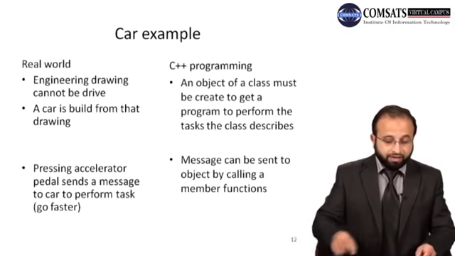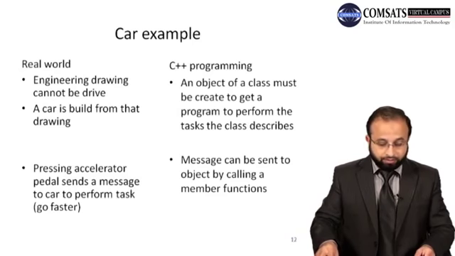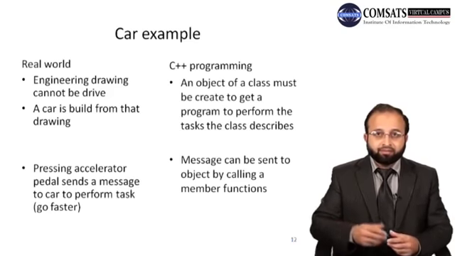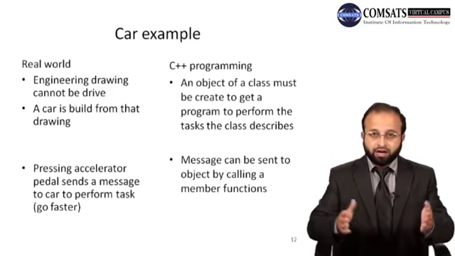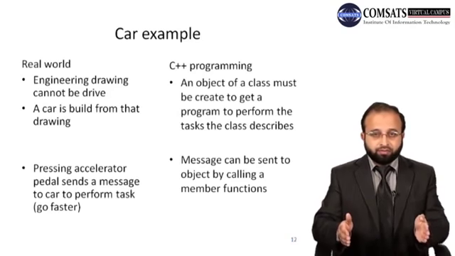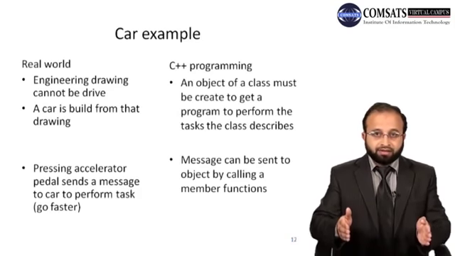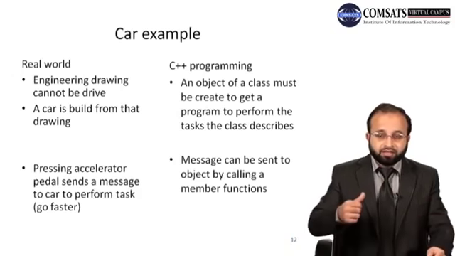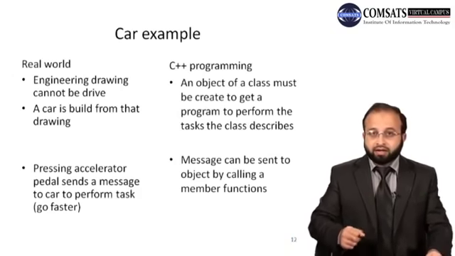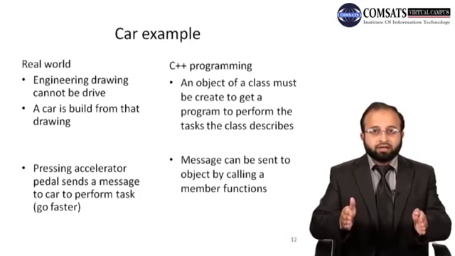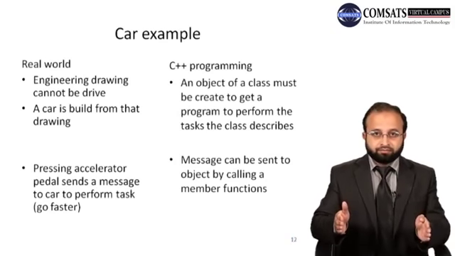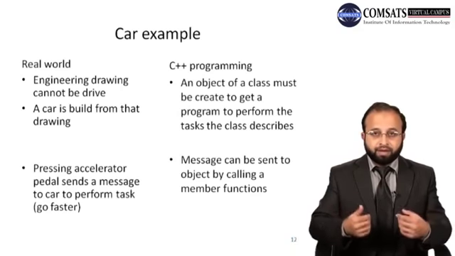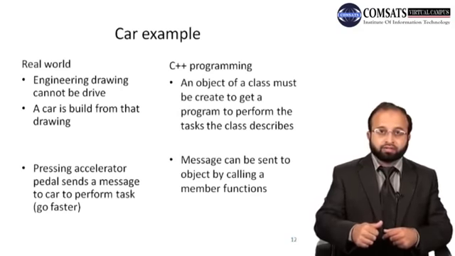So what is happening here in the real world? Pressing the accelerator pedal sends a message to a car to perform a task. Which car's accelerator pedal will you press? You will press the pedal of some car, right? There must be some car that exists, and you press the pedal of that car and that car goes faster. So if I say a car is an object, my car is an object, and if I press the pedal of my car, it goes faster.